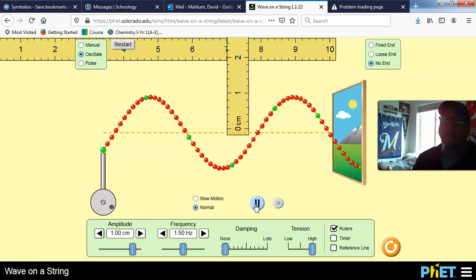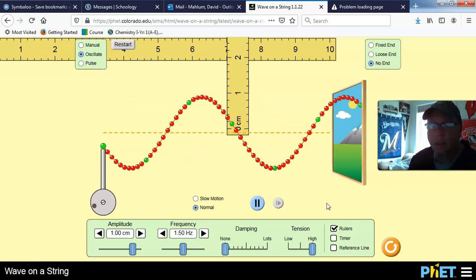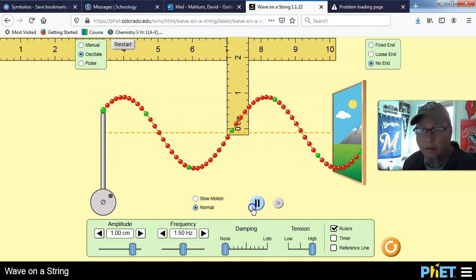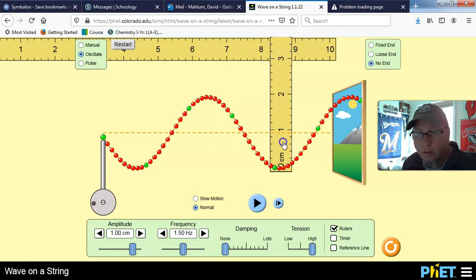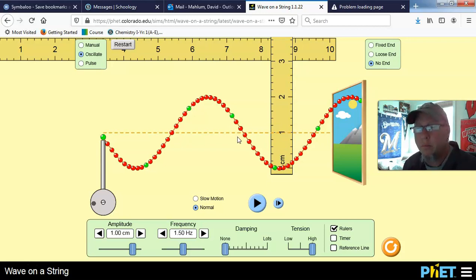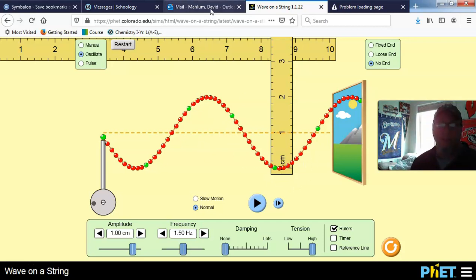But I don't have to measure from the normal line up. I could measure from the normal line down. So whatever the amplitude is up here, it's going to be the same down here. So I could measure the same way here, from 0 to the normal line. So it doesn't matter whether I'm measuring a crest or a trough. The amplitude is just simply how far it's moved from the resting spot.